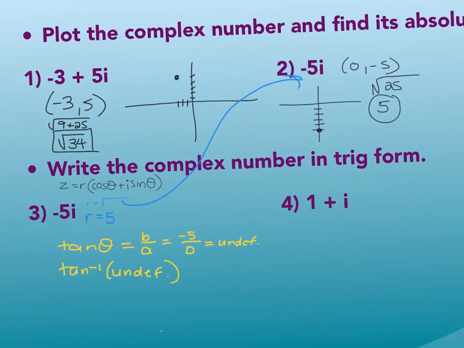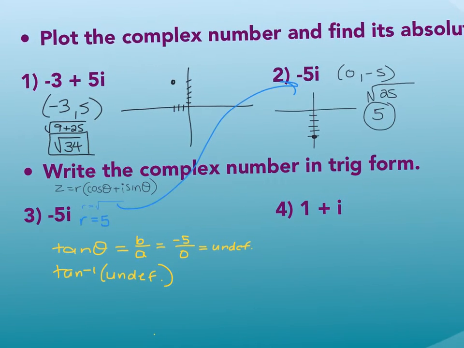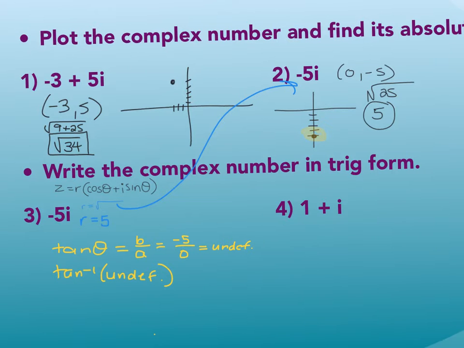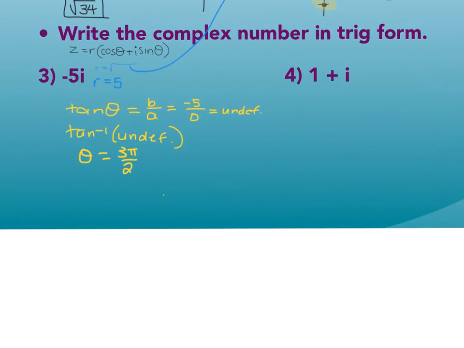So because tangent is undefined at pi over 2 and 3 pi over 2, this is when we fall back on our graph. And that point there is at 3 pi over 2. So theta is 3 pi over 2. And then I plug in the r and the theta. So z equals r, which we said was 5, times the cosine of 3 pi over 2, plus i times the sine of 3 pi over 2. And then those are easy to check. So you can actually check that with your unit circle.